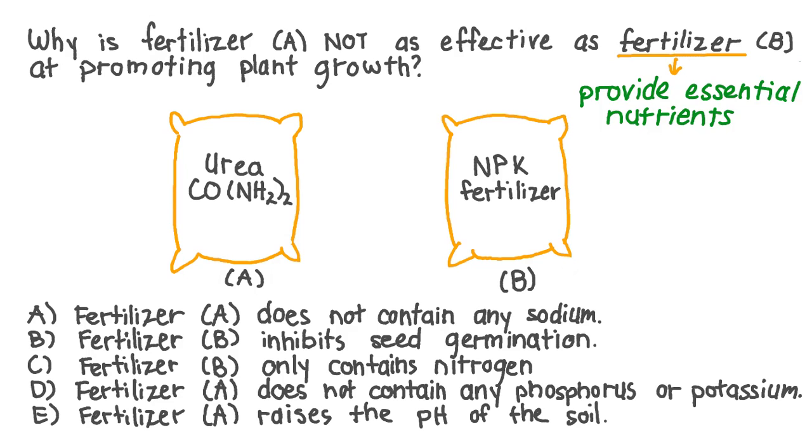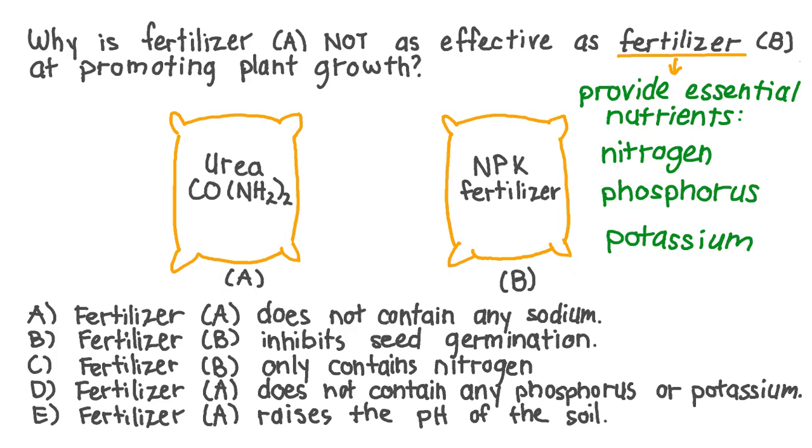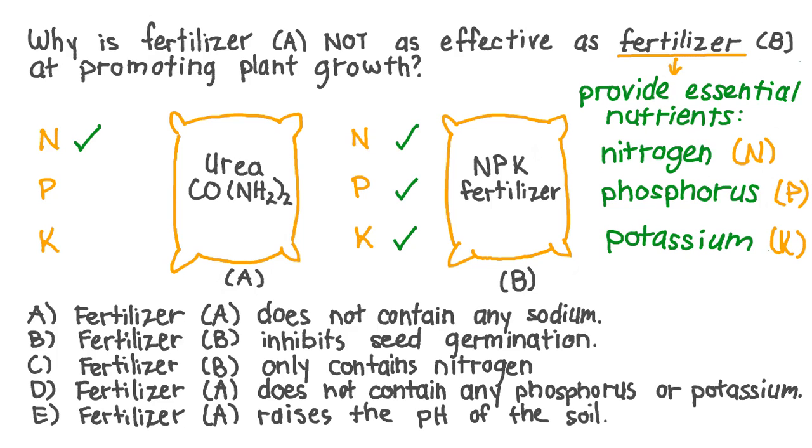Fertilizers supply plants with essential nutrients they need to grow. These essential nutrients are the elements nitrogen, phosphorus, and potassium. That's what the NPK in NPK fertilizer stands for, the atomic symbols of these three elements. So since fertilizer B is an NPK fertilizer, it contains all of the essential nutrients we need to supply plants through fertilization. If we look at fertilizer A, urea, we can see that it does contain nitrogen. But it doesn't contain phosphorus or potassium.